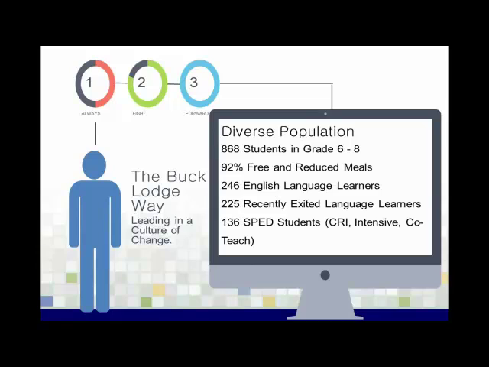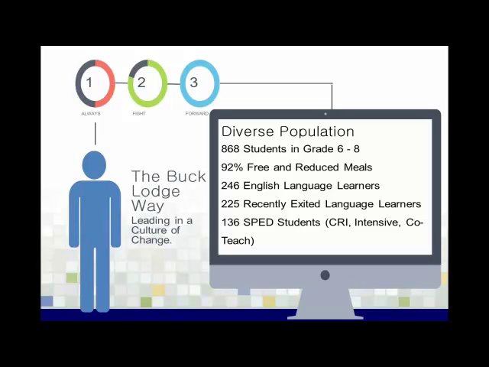Buck Lodge Middle School has very similar demographics to Dennis's school, where we're a Title I middle school. Over 92% of our students are free and reduced, and we also have a high ELL population. Currently, the number that is listed on the slide is 246. Well, since that slide was created, it jumped up to 256, just that fast.